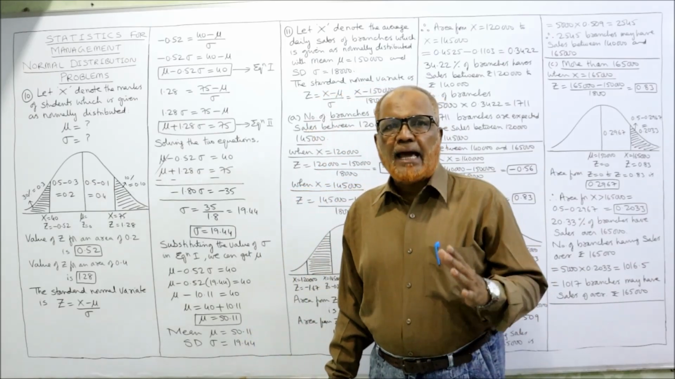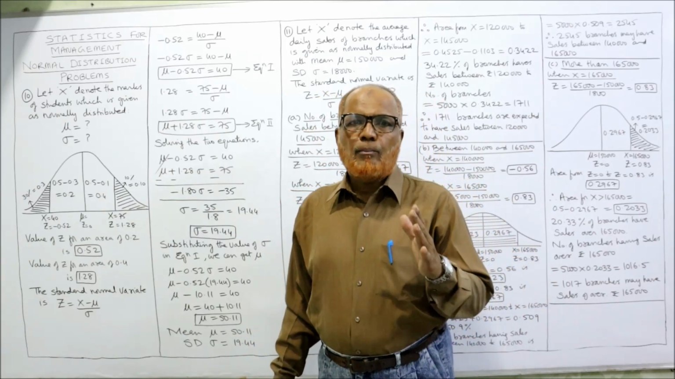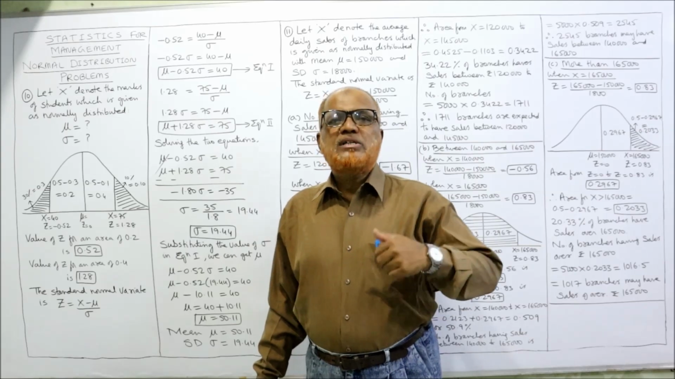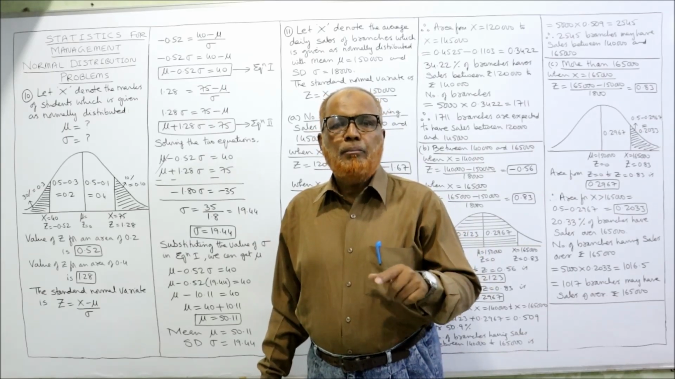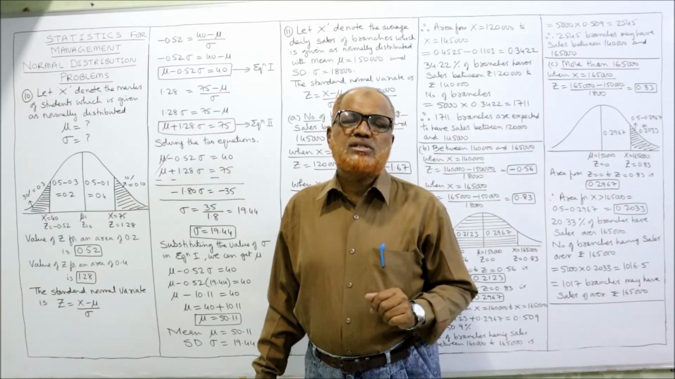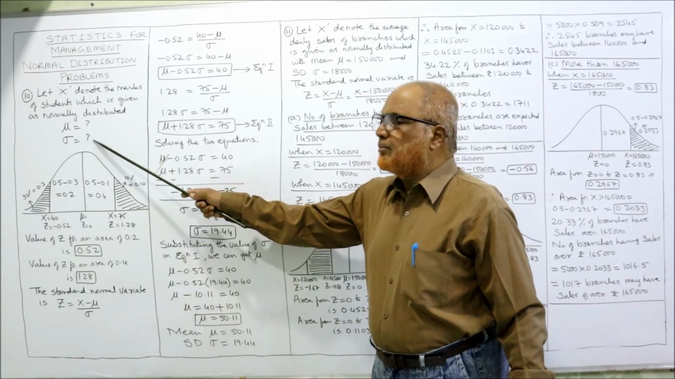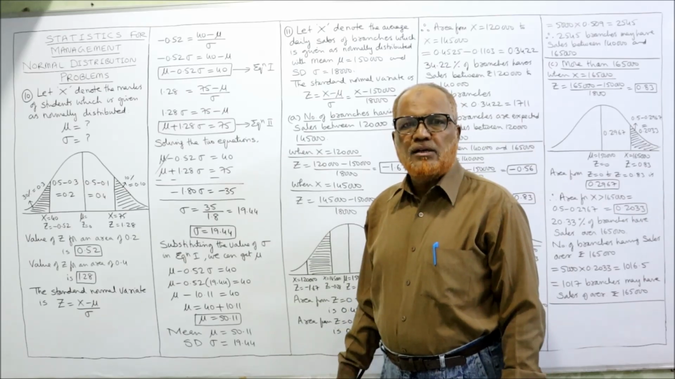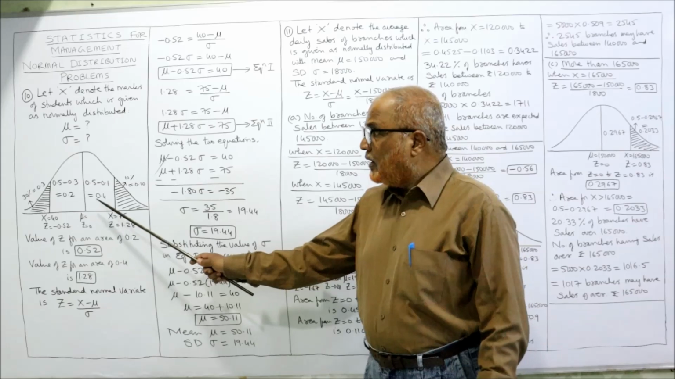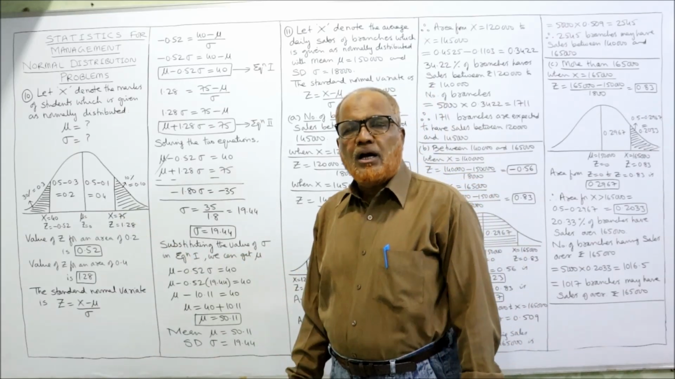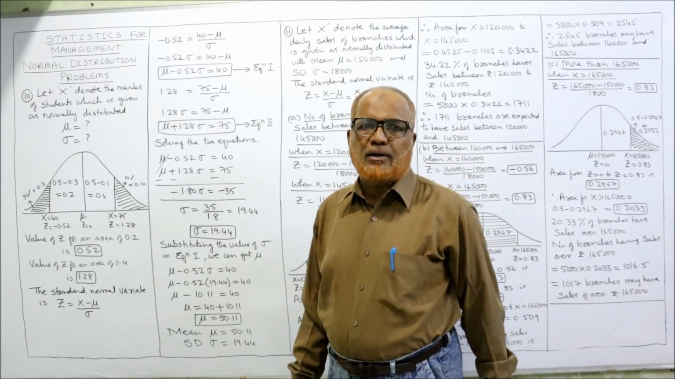First of all, let X denote the marks of the students, which is given as normally distributed with mean mu and standard deviation sigma. Mu and sigma we have to find out. Right? This sentence you should always write in the examination. Now, by drawing the normal curve, we can understand the context.